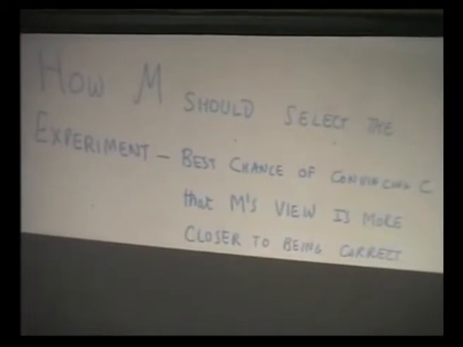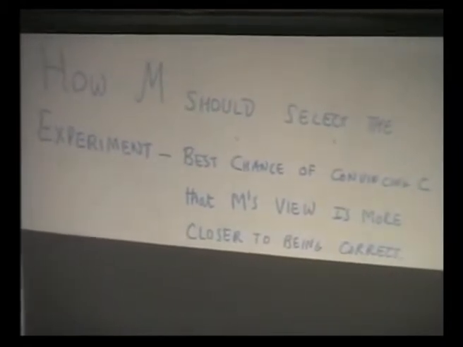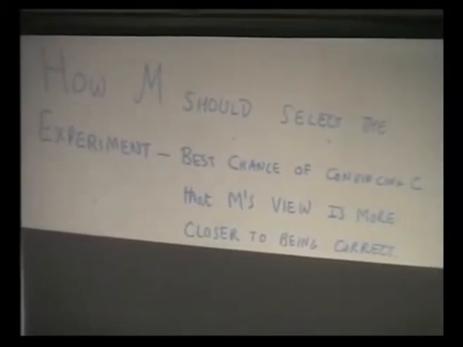So since M is the manufacturer and he's going to try to convince the consumer to buy his product, the question is, how should M select the experiment, which gives him the best chance of convincing the consumer that M's view is closer to being correct? M thinks his product is much higher quality, the consumer doesn't think so, and so through experimentation he's trying to convince the consumer that he is pretty much correct in what he's saying.